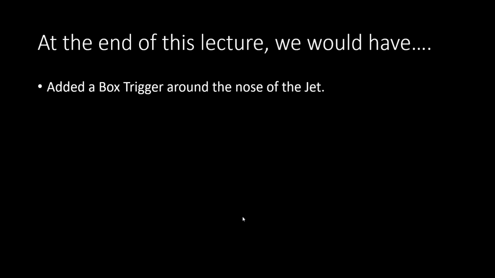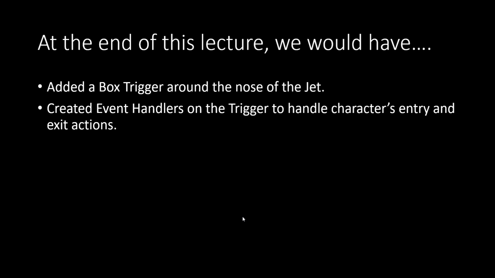At the end of this lecture, we would have added a box trigger around the nose of the jet, which will help us figure out whether or not the player wants to enter the vehicle or the jet. And we would have also created event handlers on the trigger to handle characters' entry and exit actions.